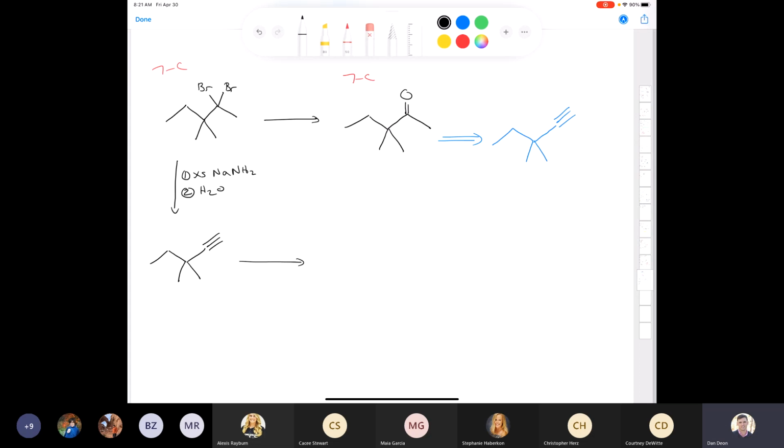Does anybody have an idea what you would use for Markovnikov addition? We can't just use sulfuric acid. It doesn't work. Yeah, thanks, Patrick. Absolutely. Good. Right. So Patrick has it. He's 100% right. But I just want to point out something.